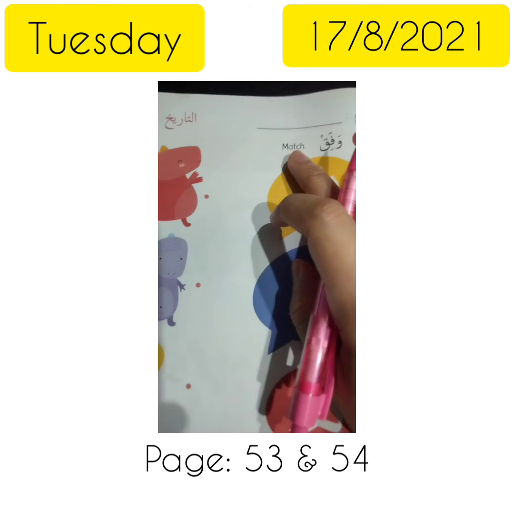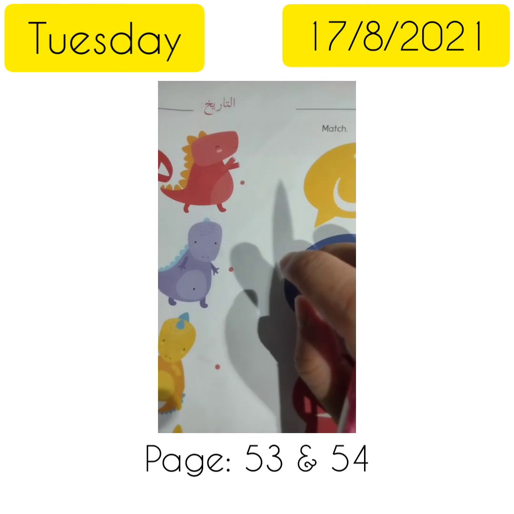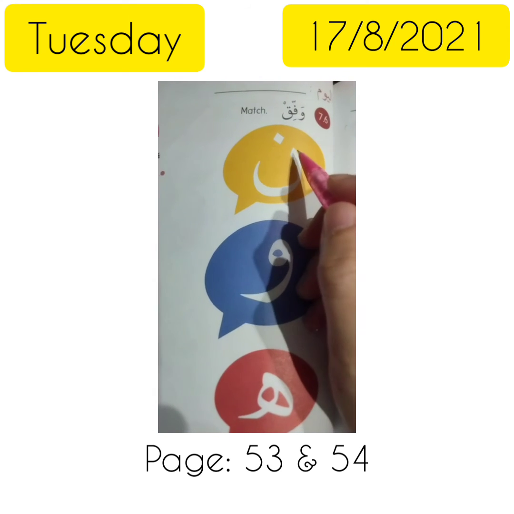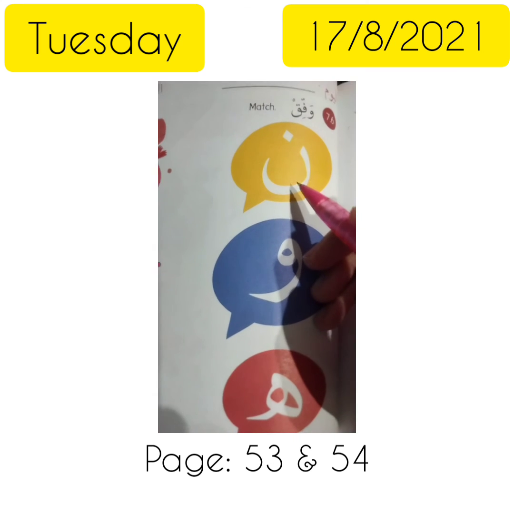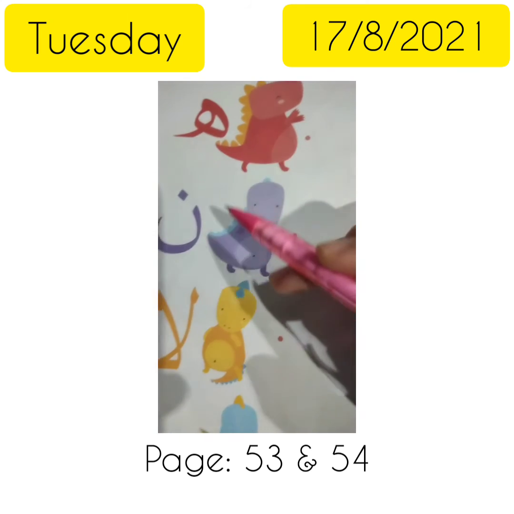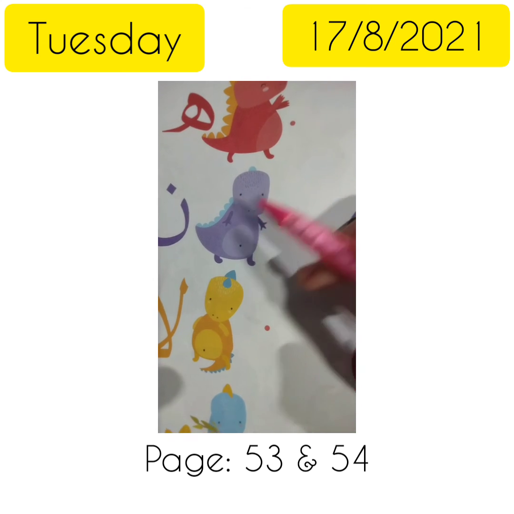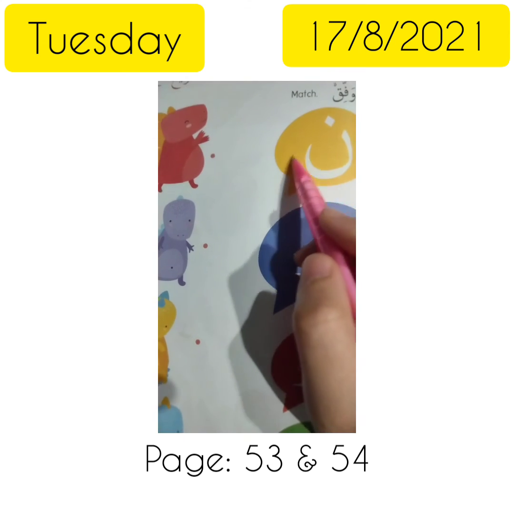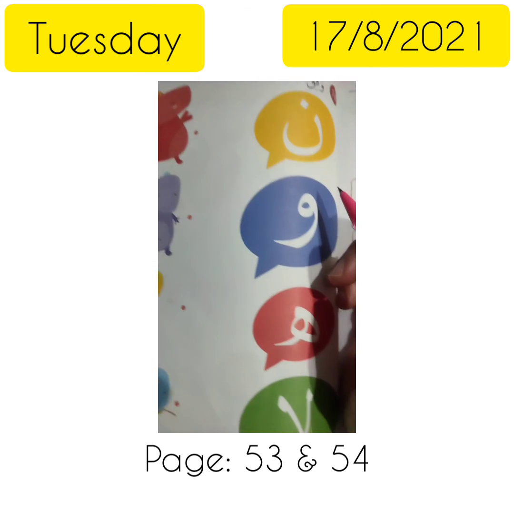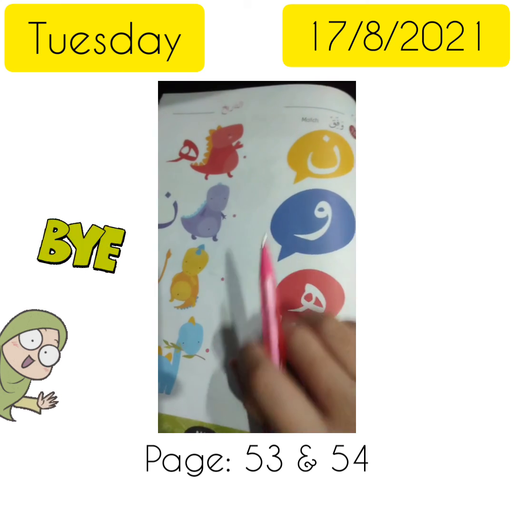Wafiq. Match. Match it with the same letter. Okay, padankan huruf yang sama. Okay. It is letter Nun. So, where is letter Nun? Here. So, underline. Okay, gariskan. Okay, the rest you do by yourself, okay?